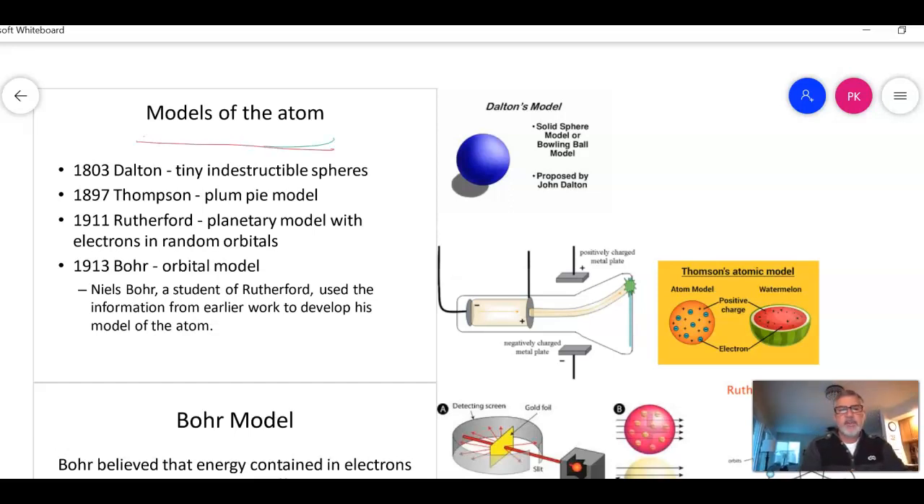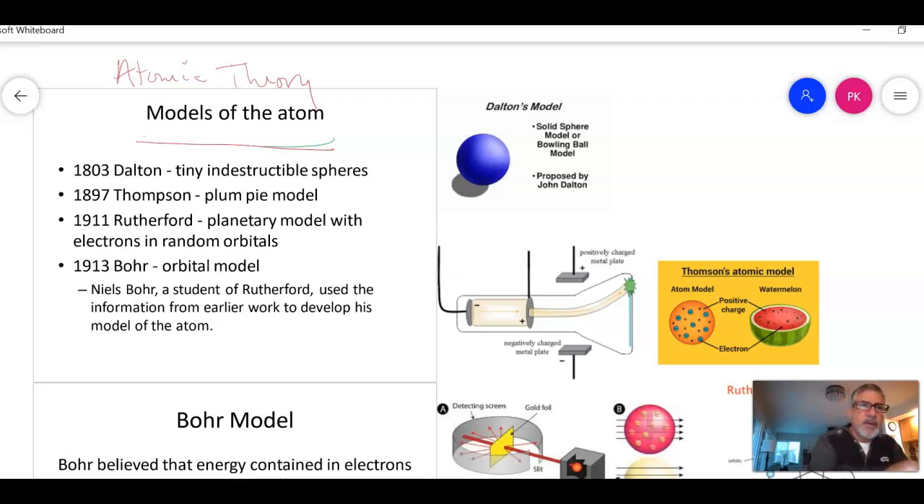So the atom is bound under what's called atomic theory. And if you remember back to the scientific method, a theory is our idea of the truth, but it can be changed as our understanding changes. So the atomic theory has changed over time.